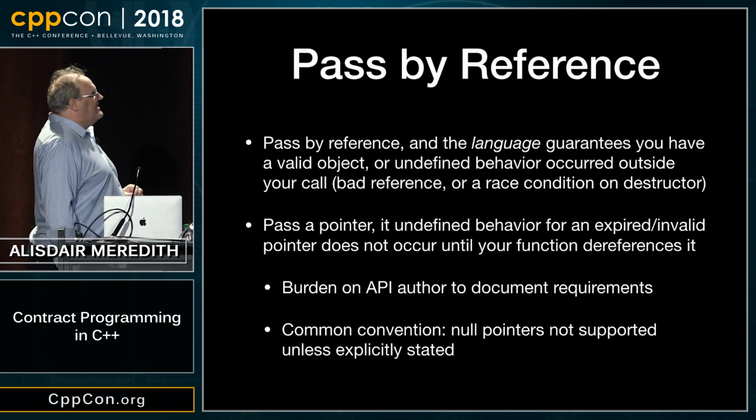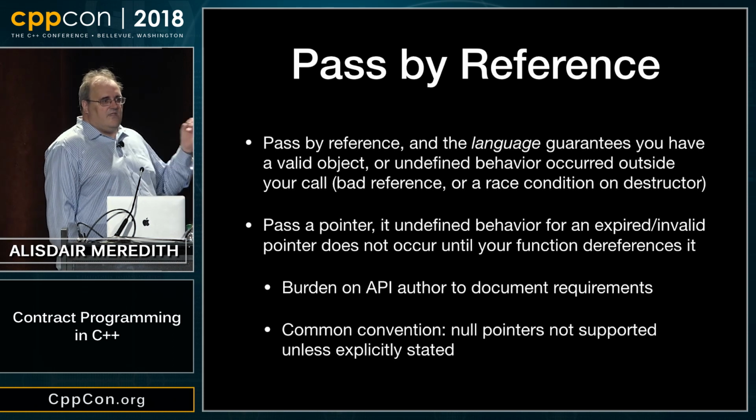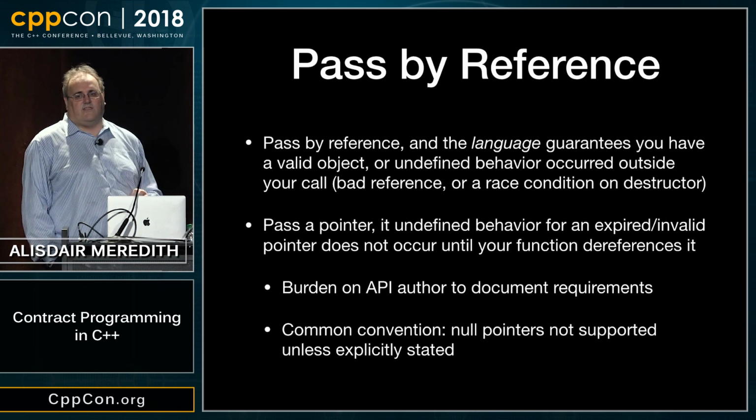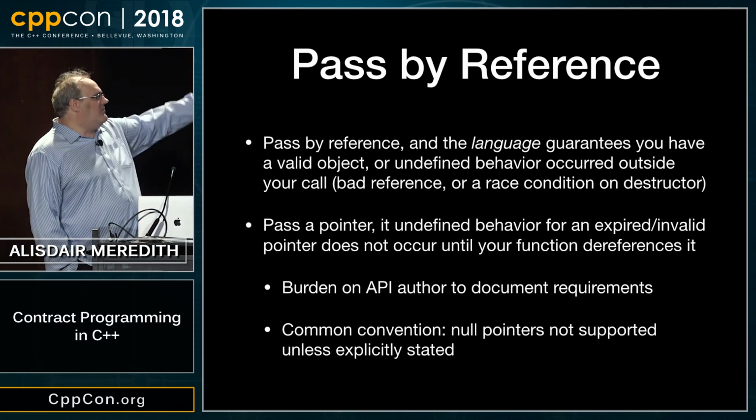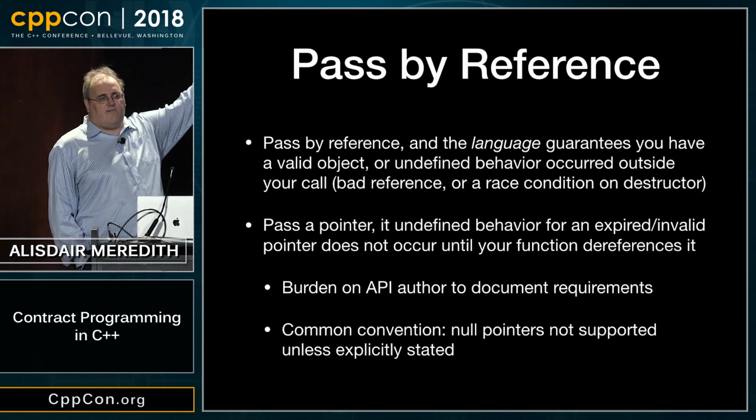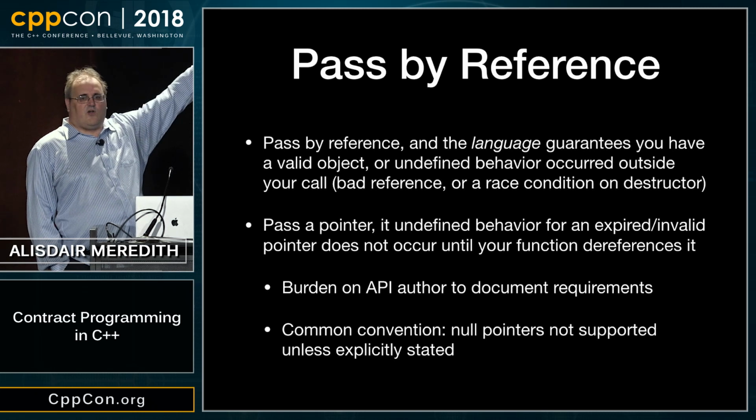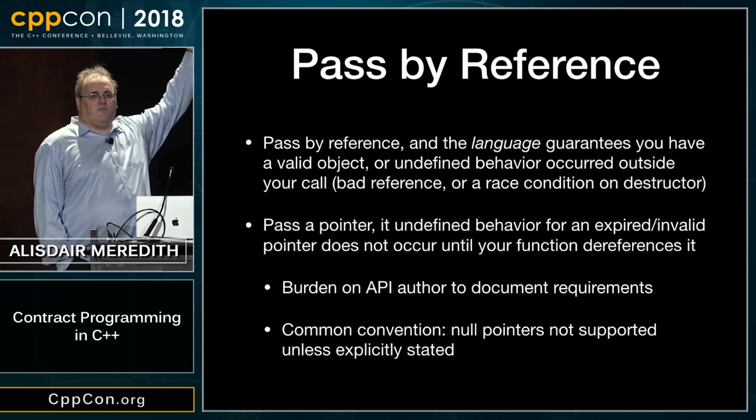The other example we just looked at was pass by reference. I get to make the assumption that you have given me a reference to a valid object. Otherwise, you already entered undefined behavior land before you got to my function. So I don't need to worry about that reference referring to something invalid. The program was out of contract before you got to me, so it doesn't matter what my contract said, the program's already undefined.